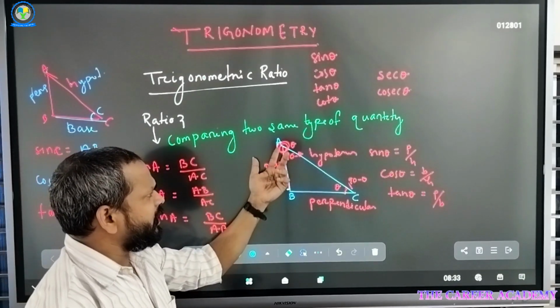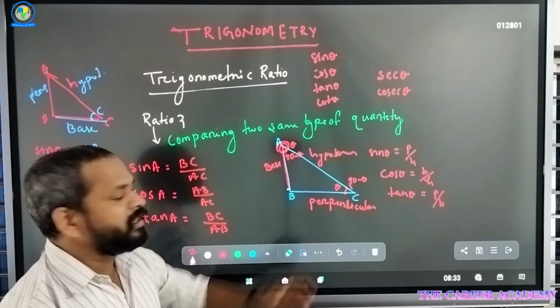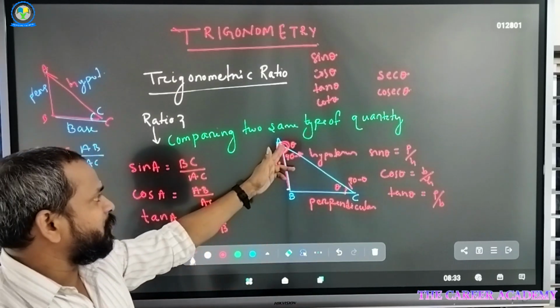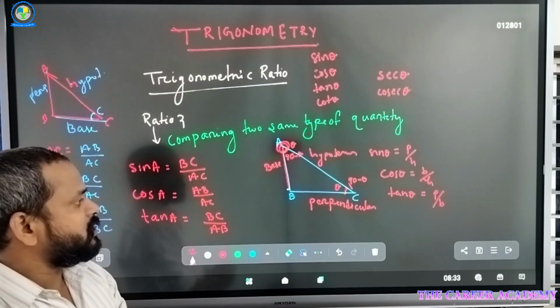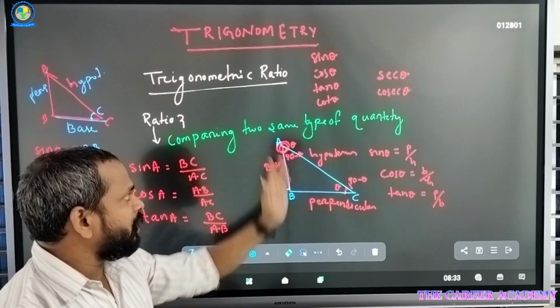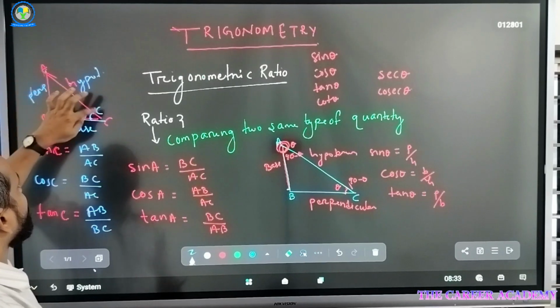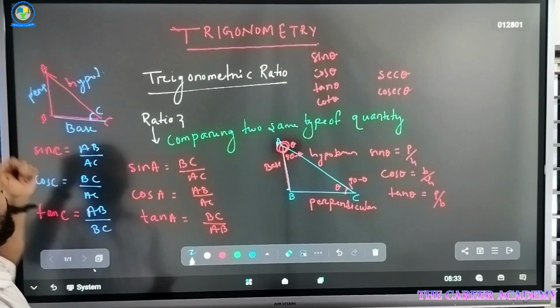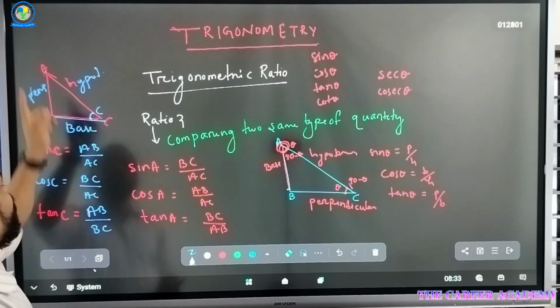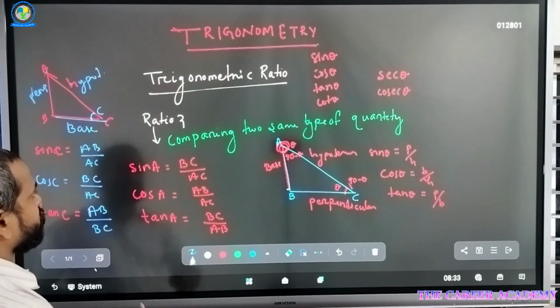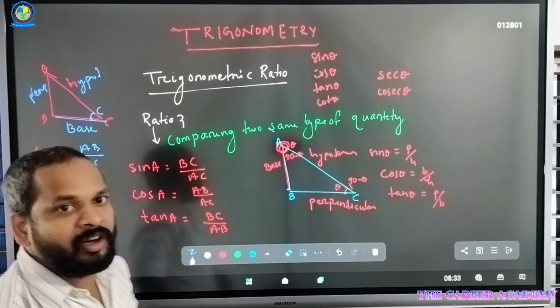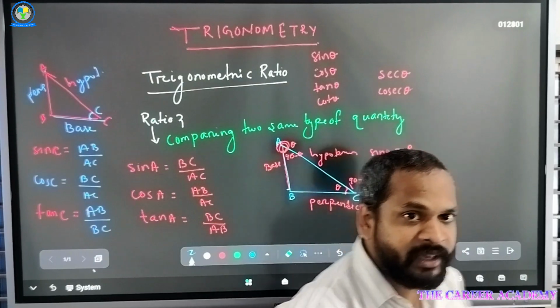So you can take A as angle or you can take C as angle. Whenever A is the angle, AB will be base, BC will be perpendicular and AC will be hypotenuse. Whenever we take C as the angle, BC will be base, AB is perpendicular and AC is hypotenuse. So this is all about trigonometric ratios. Clear, students?